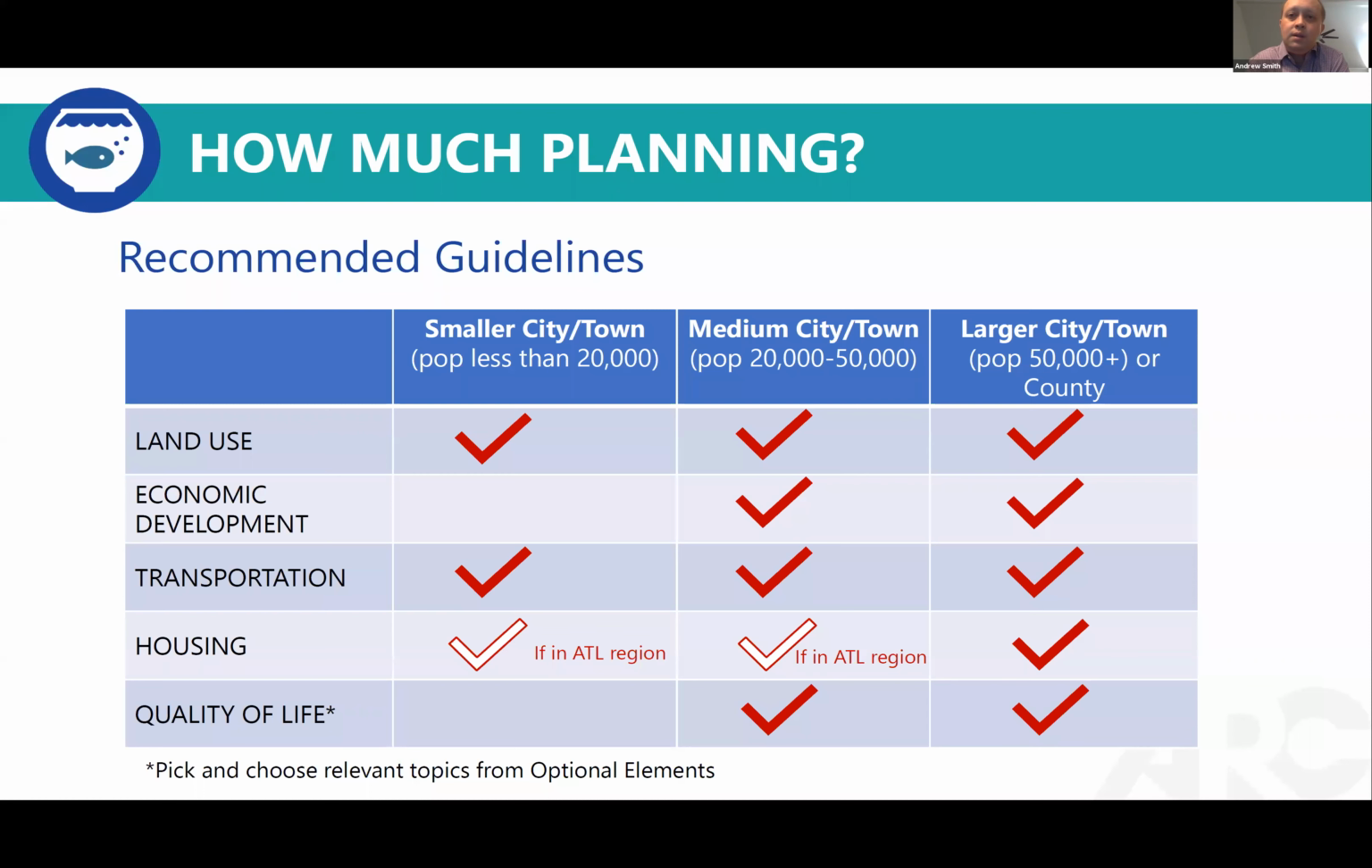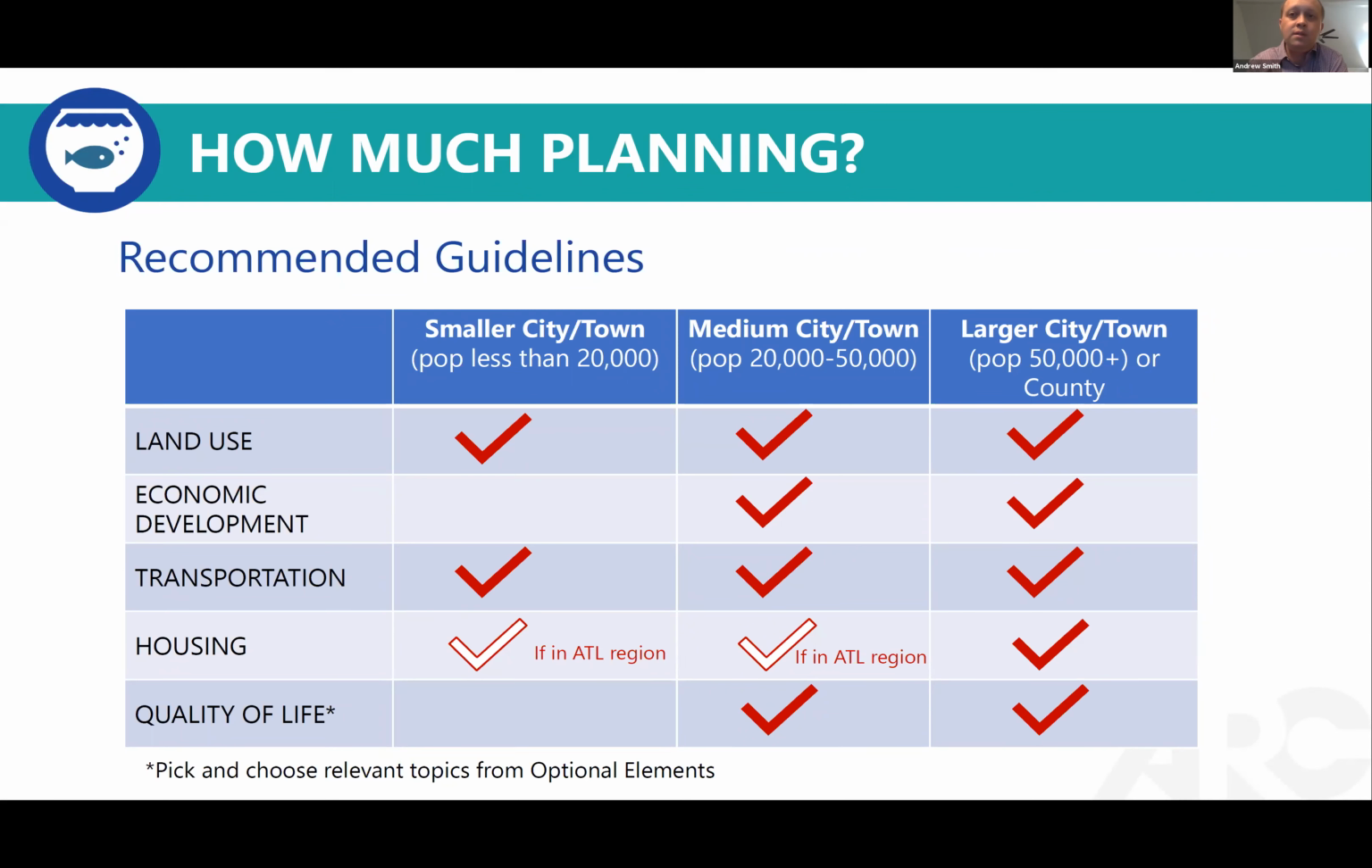Medium-sized communities, you need to be doing all of these things. There's an argument that you may be a community outside the Atlanta region and you just don't have as much of a housing affordability need. That varies a lot, but if you're in the Atlanta region, you should be taking a look at housing for sure, like I just mentioned. So all 5 of those things: land use, economic development, transportation, housing, and quality of life. And then large communities over 50,000 population, no matter where you are in the state, our view is that you should be thinking about all of these areas.